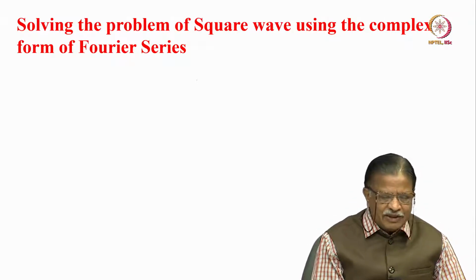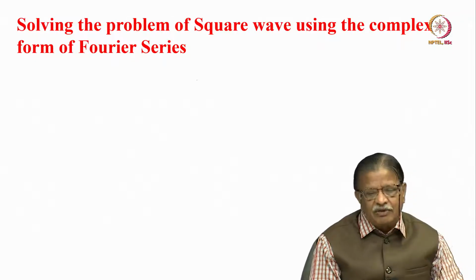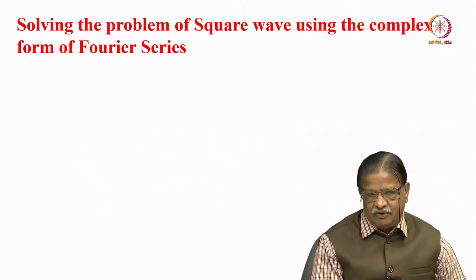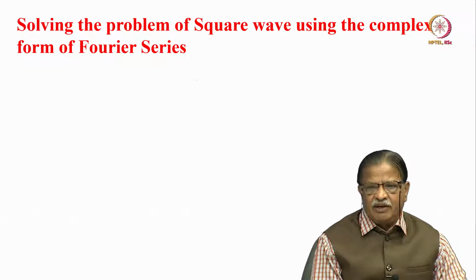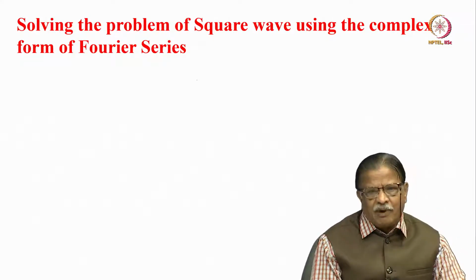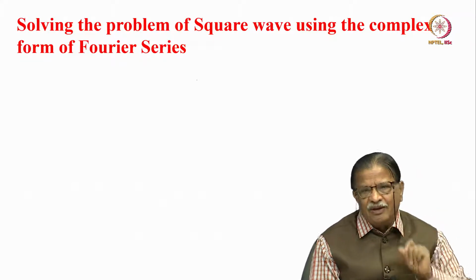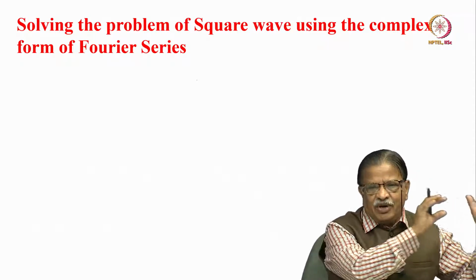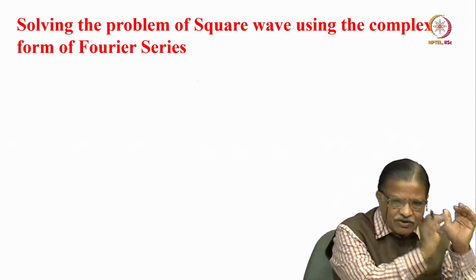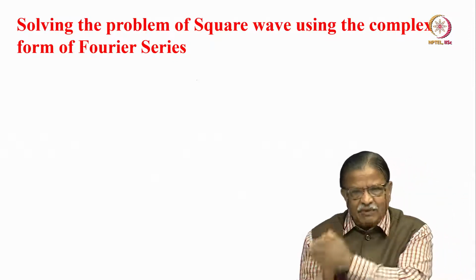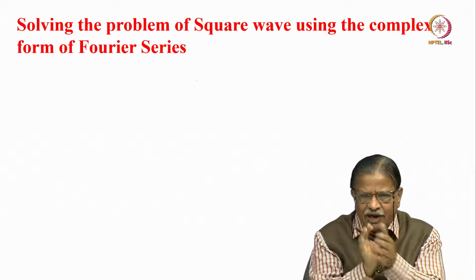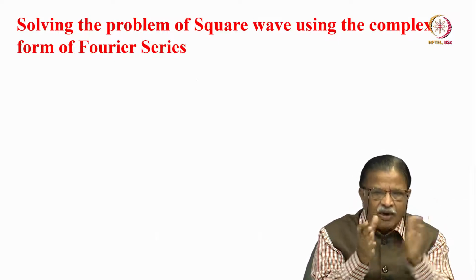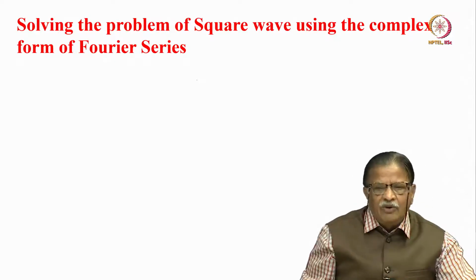Now, we will do one thing. We can solve the square wave problem which we solved using the Fourier series in a conventional way. Now, can we solve the same problem using the complex form of the Fourier series? That means, instead of A0, An, Bn, we need to work out C0, Cn, C minus n. And I already told you, we have discussed how to work out these coefficients. Let us do this exercise.